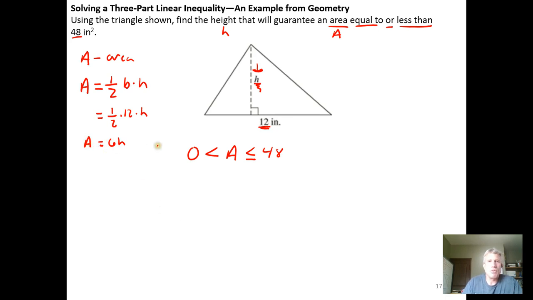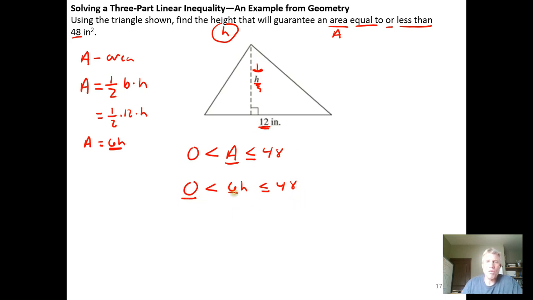So now what I can do is go where I see the area here and replace it with the statement that is equivalent but that uses the variable h, which is what I'm trying to find. So now I can update my three-part inequality so that in the center here I have 6 times h, which is less than or equal to 48. And now I solve the three-part inequality.